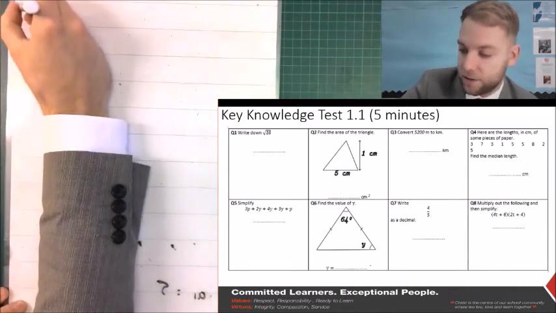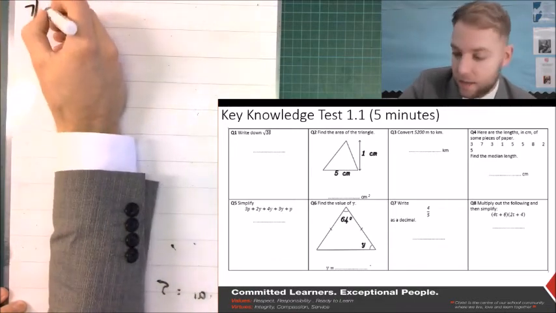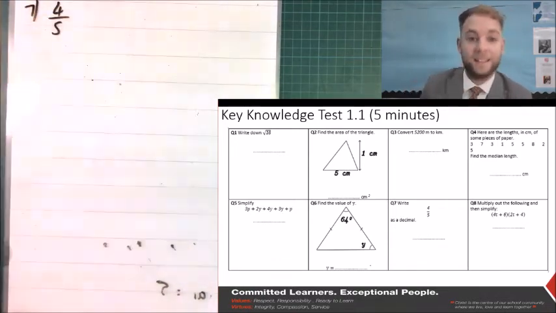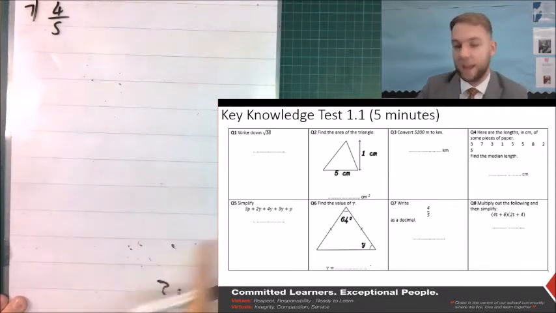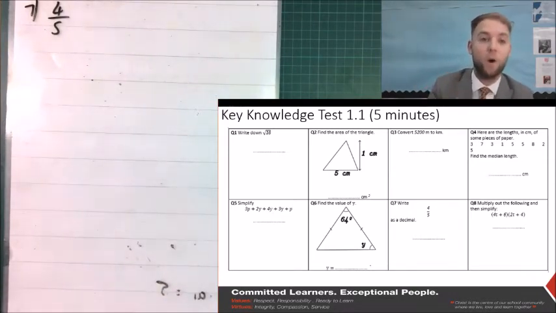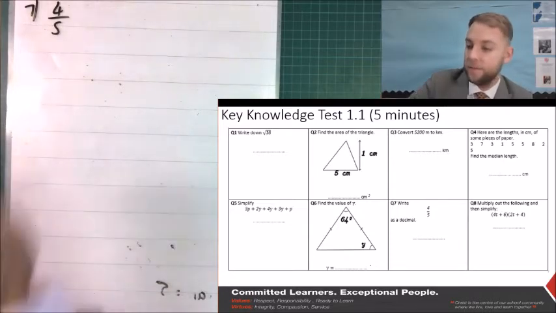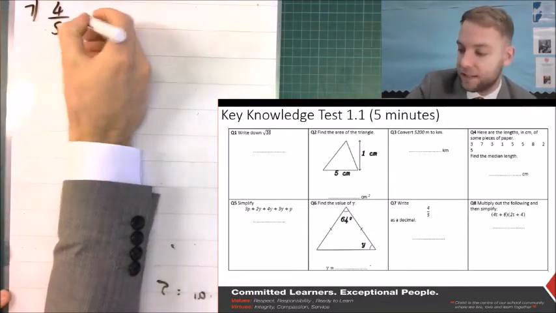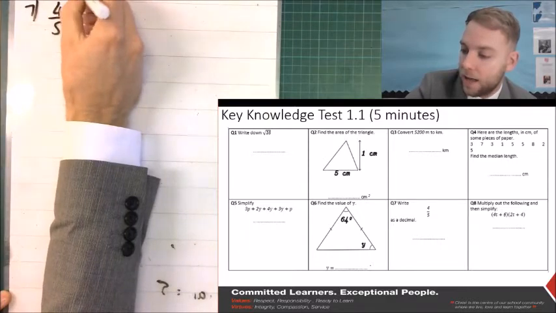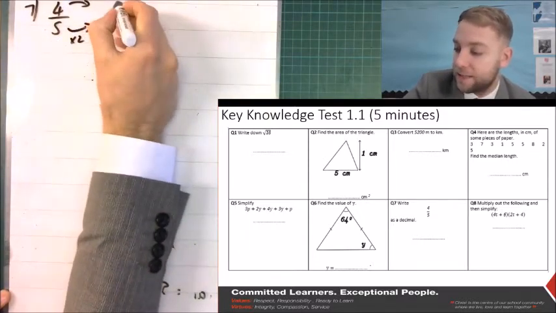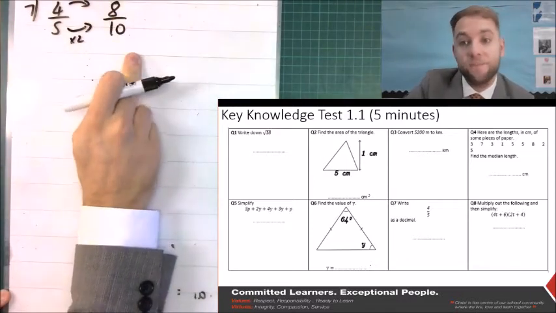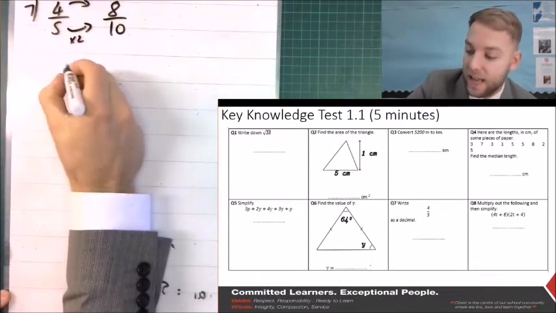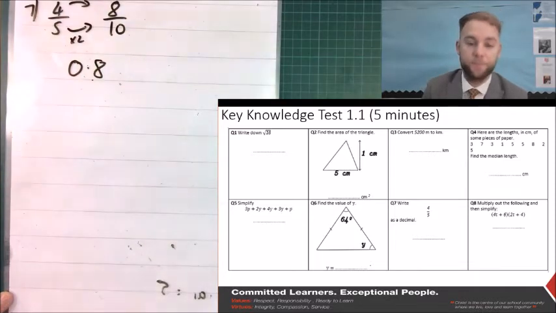Right. So this is question 7. Write 4 over 5 as a decimal. Now, if I want to write a fraction as a decimal, the easiest way is to write the denominator as a power or a multiple of 10. So in this one here, that's quite straightforward because I can times by 2 and times by 2, which means it's going to be 8 over 10, which means I'm going to have 8 in my tenths column for my decimal. This here is 0.8.